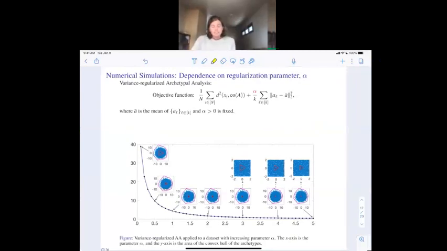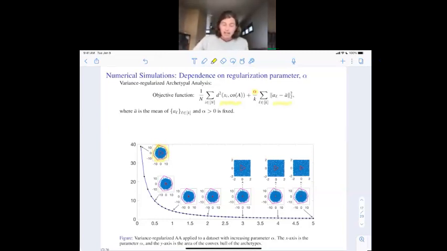And then here's another numerical simulation where we investigate the dependence on the regularization parameter alpha. So remember, alpha is this regularization parameter that gives a trade-off between the original objective function and the variance of the archetype points. And so here, I have just points sampled from a normal distribution. So the points are fixed. And I drew the convex hull here of the points.